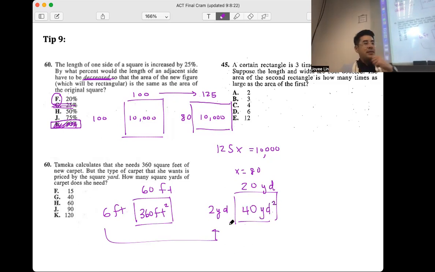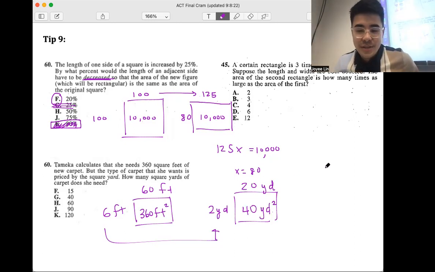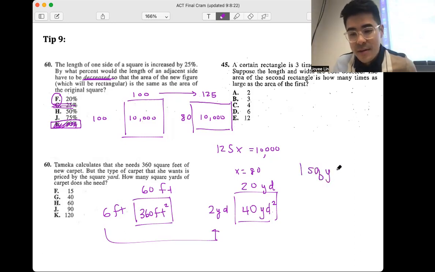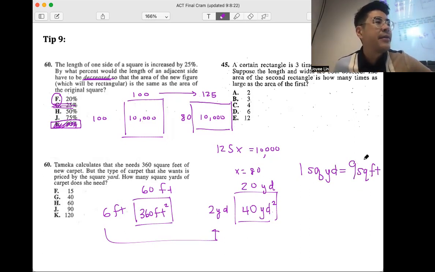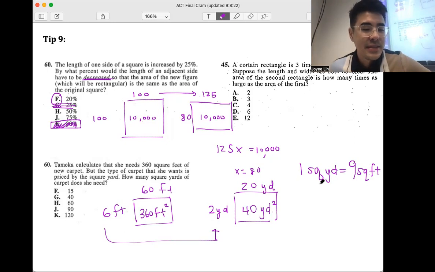But let me posit this question. How many square yards are in 1 square foot? Or the other way around. How many square feet are in 1 square yard? Uh, 9. 9 square. Square. 3 times 3 is 9. Yeah.